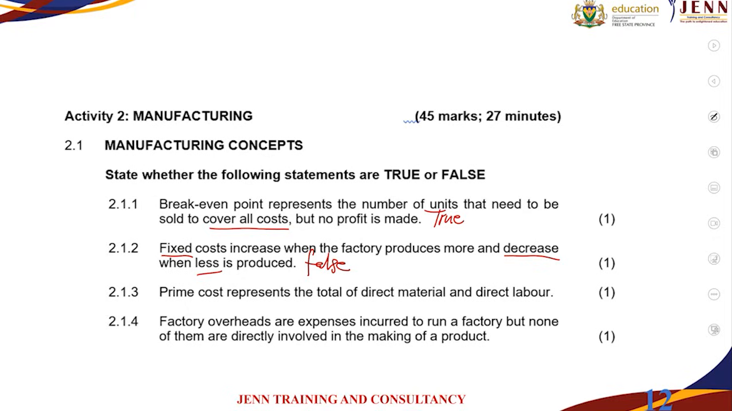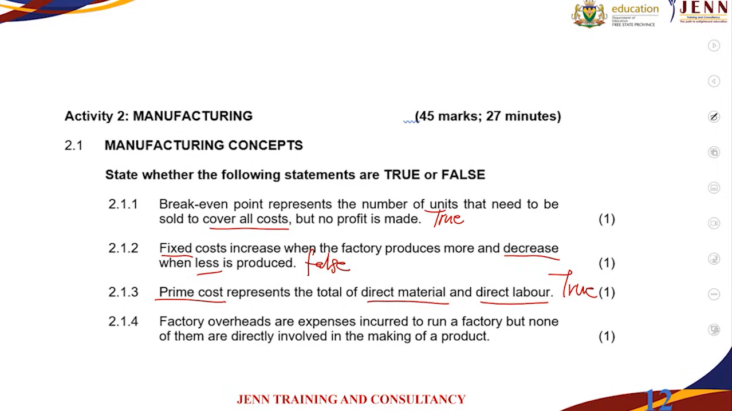And then 2.1.3, prime cost represents the total of direct material and direct labor. That is true. Remember, I said prime cost. When we did the production cost statement, you still remember we calculated the prime cost. And what did we do? We took direct material and then we added direct labor. So the statement is true.